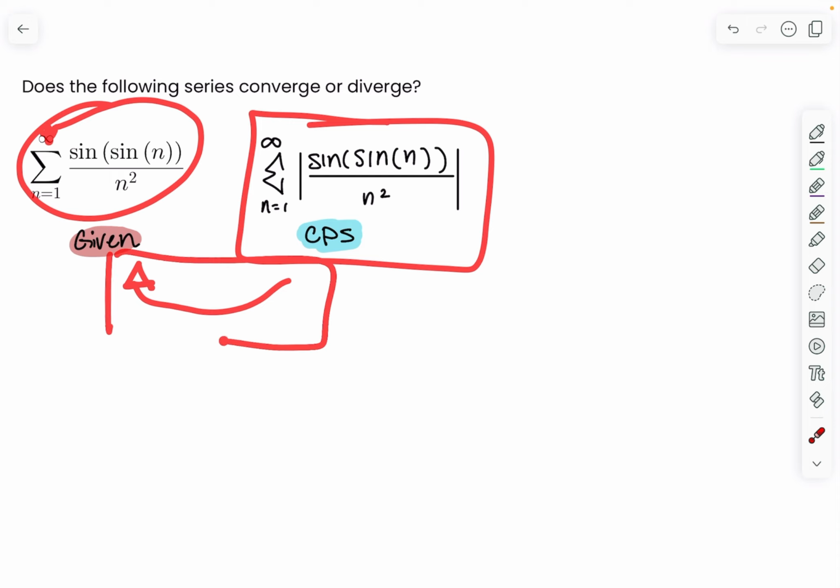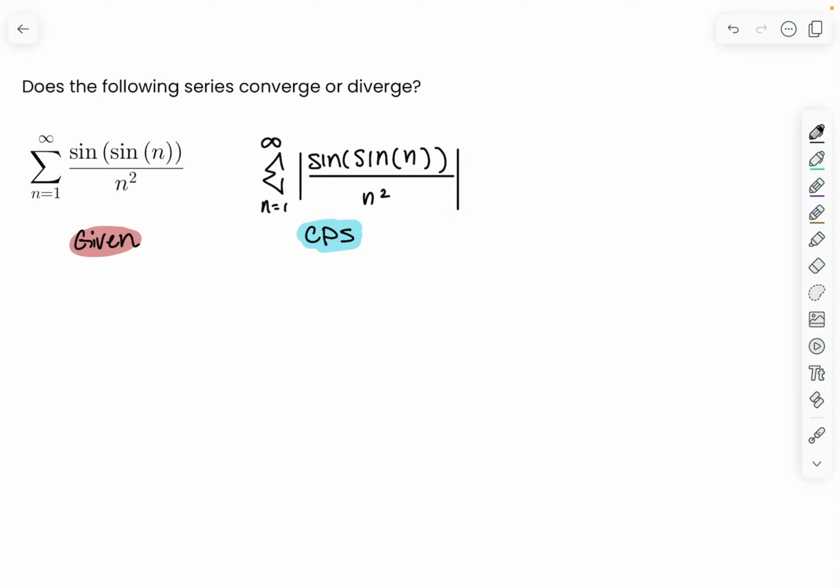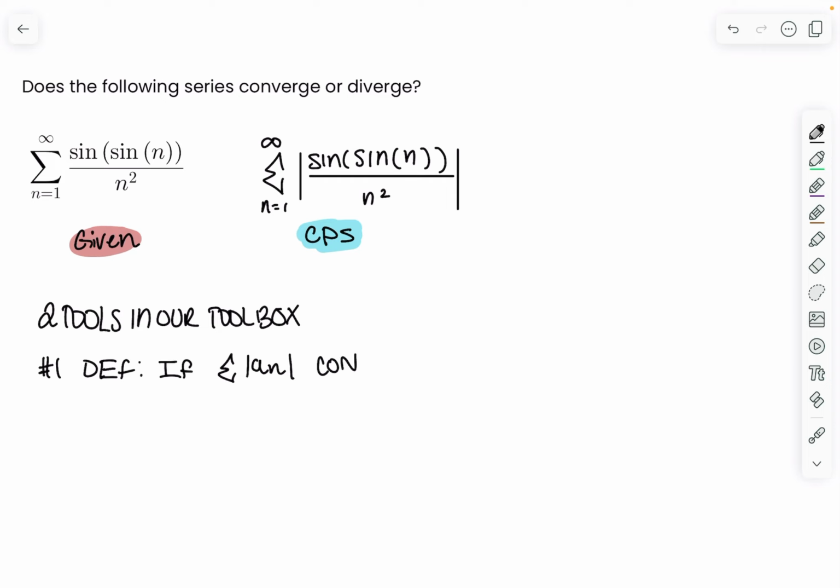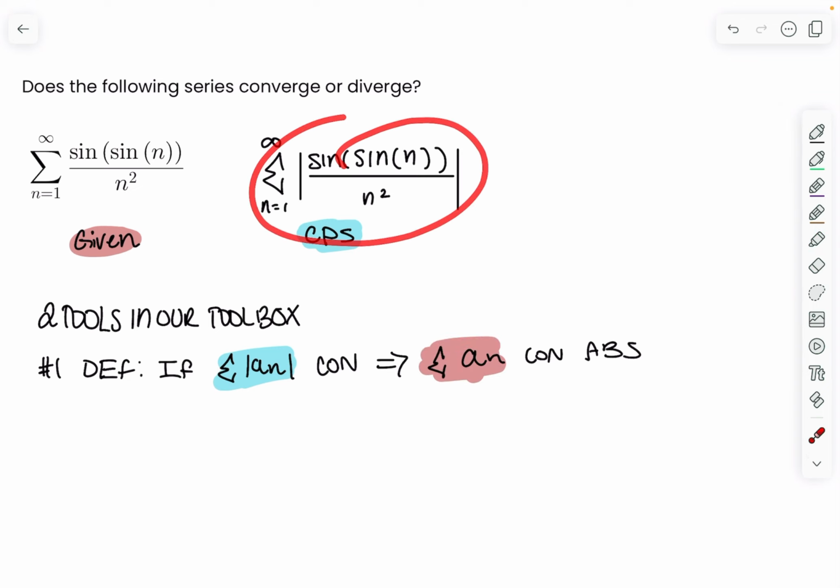But what makes this part possible? What makes us connect these two series? Well, I call them the two tools in our toolbox when it comes to negative series. The first is a definition. The definition says that if the series with absolute value converges, then the given series converges absolutely. So if the blue series converges, then the given series converges absolutely. Why absolutely? Because if we find that this series converges, then the given series converges absolutely, because it literally converged with absolute values.